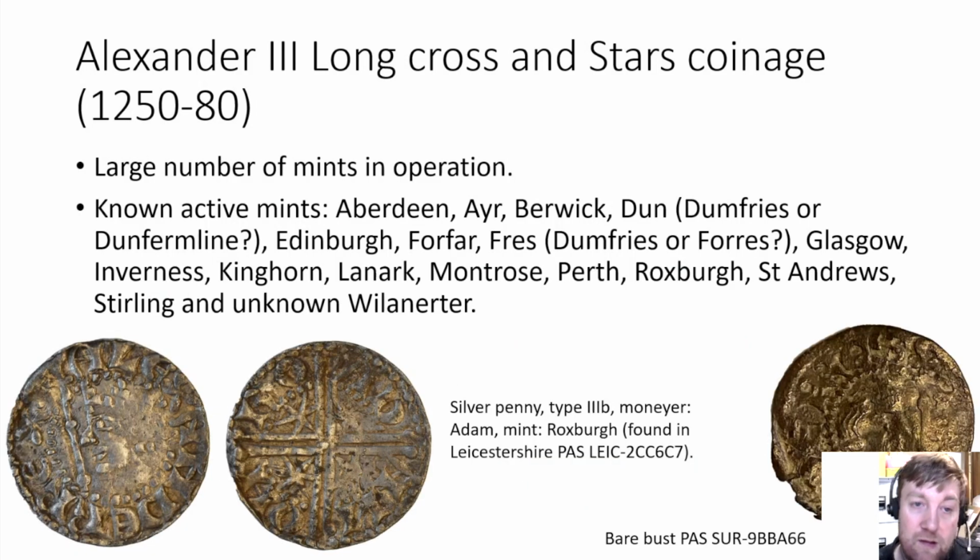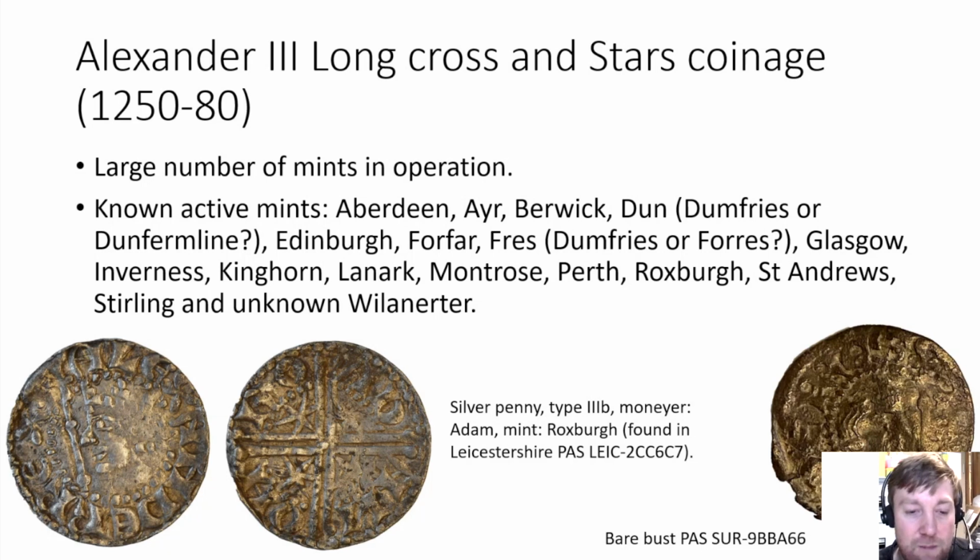And we see these circulating outside of the British Isles as well. It's also interesting that during this period of the double long cross and stars coinage, there was a large number of mints in operation. In fact, this period saw the largest number of mints in operation for a Scottish coinage. As we can see on the slide, it lists the known active mints that were producing coins at various types in this coinage. Unfortunately, the exact dating and chronology of the various types is still not fully known.